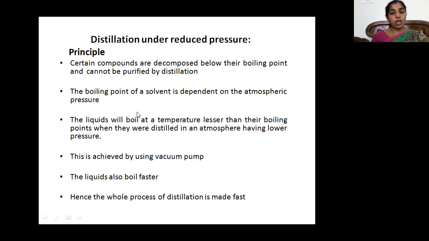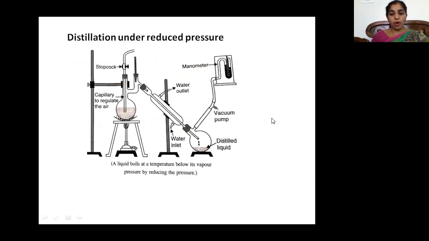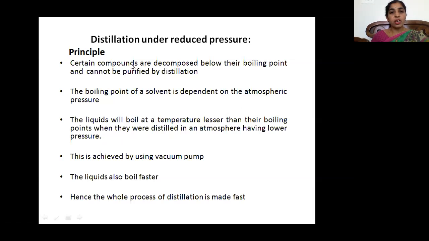We know very well the boiling point is the temperature at which the liquid boils, when its vapor pressure and the atmospheric pressure are equal. Only then it starts boiling. That temperature we call the boiling point. But when you decrease the atmospheric pressure by using a vacuum pump, the liquid boils very much below its boiling point. As a result, the compound will not degrade or decompose. Here the liquids also boil faster, and the whole process of distillation is made very fast.